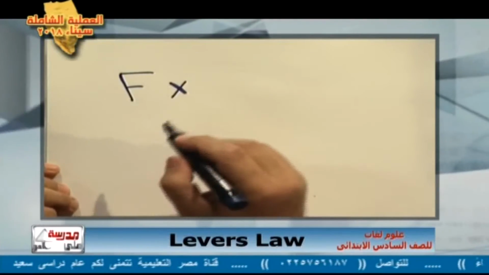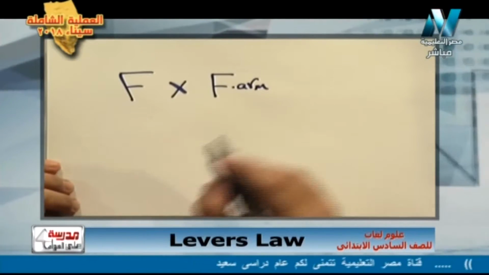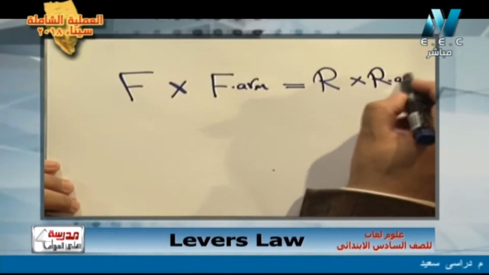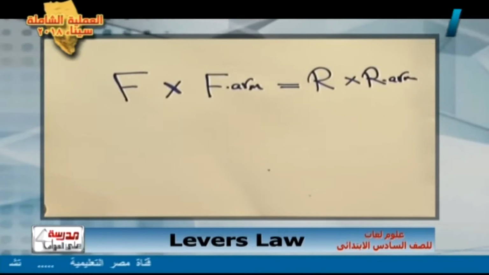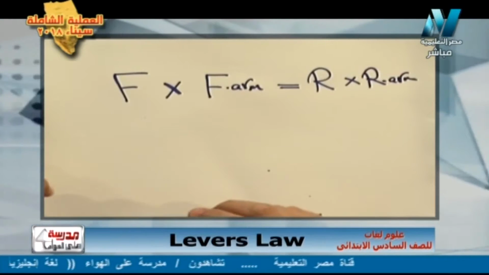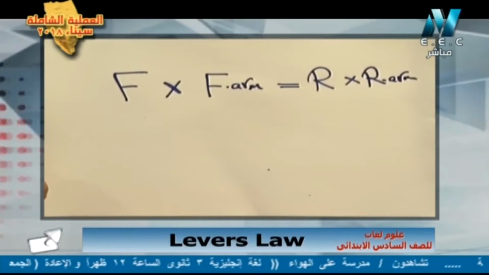So the lever law states that, as we said before, effort force by effort force arm equals resistance by resistance arm. Okay, this is the lever law. So how can I save effort? What is the best type of lever? It is the lever that saves more effort.